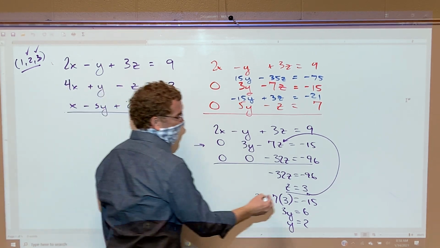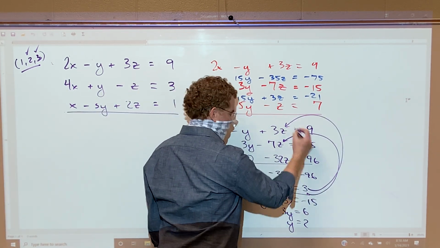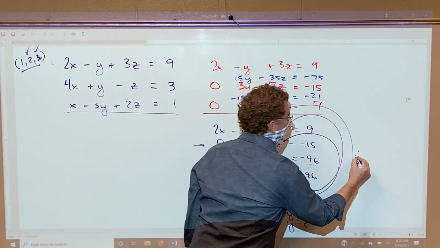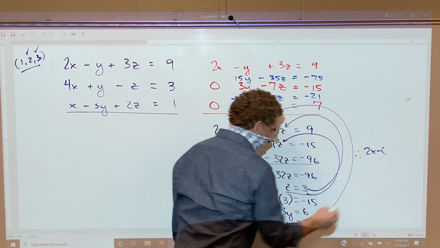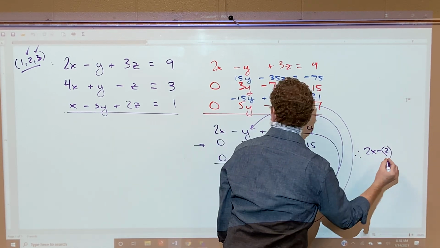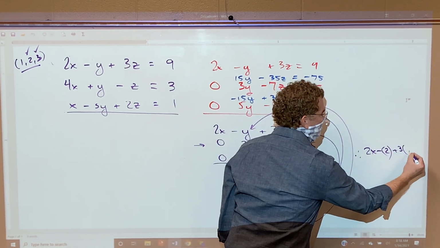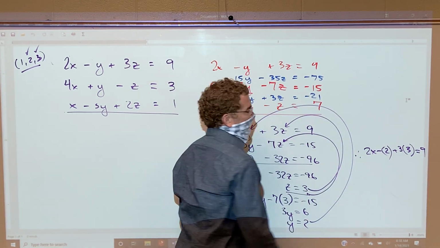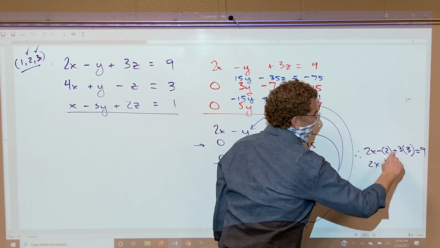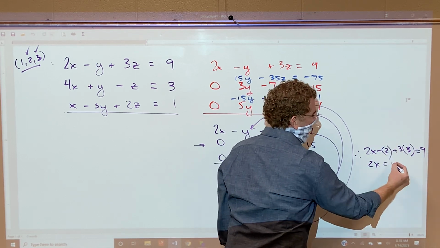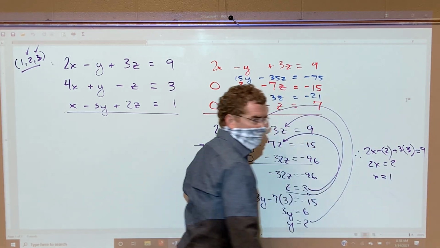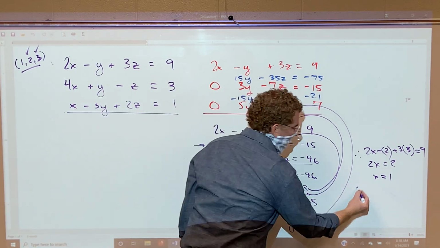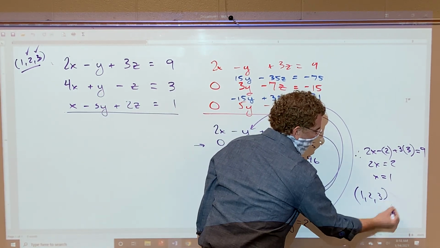And then the last step, I'm going to take the z and the y and plug it back in. And that gives me 2x minus that y value plus 3 times the z value equals 9. I get 2x, and I'm going to subtract that 9, add that 2, and I get x equals 1, which again is confirmed. So my final result is the point (1, 2, 3).